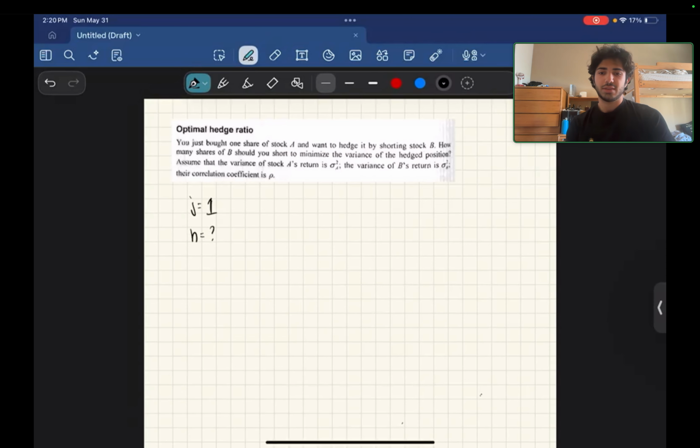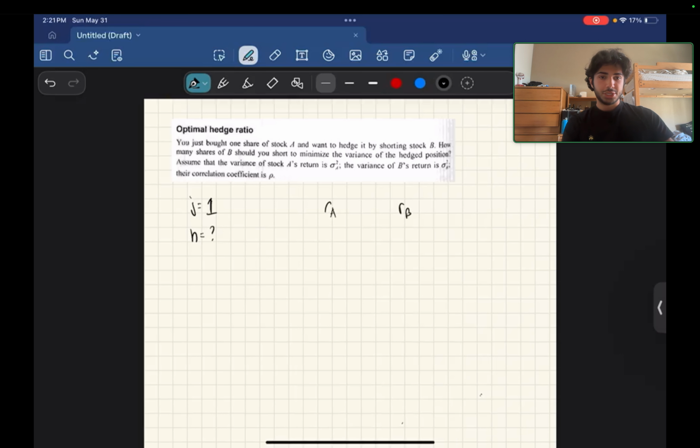Assume that the variance of stock A's return is variance of A, and the variance of B's return is variance of B. Their correlation coefficient is rho. So how do we represent this position? We have some returns for A, and that can be our random variable. And we also have some returns for B, and that can be our random variable for B.